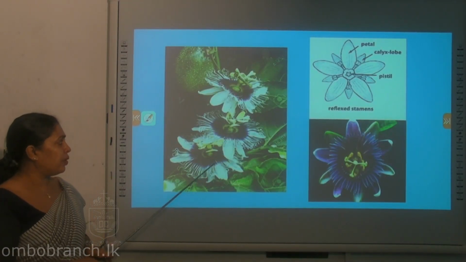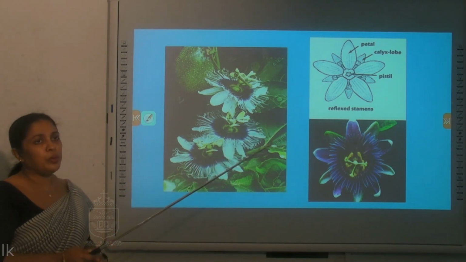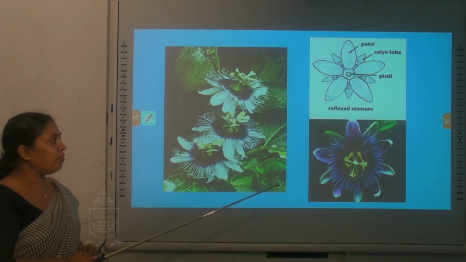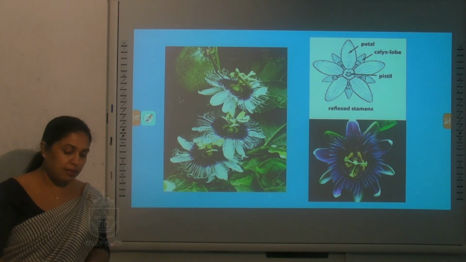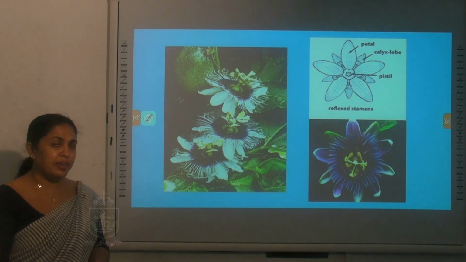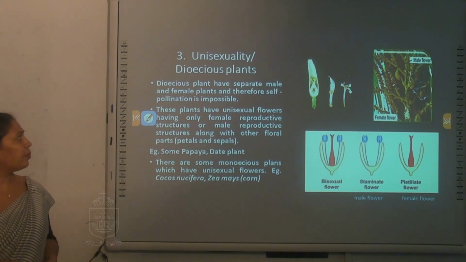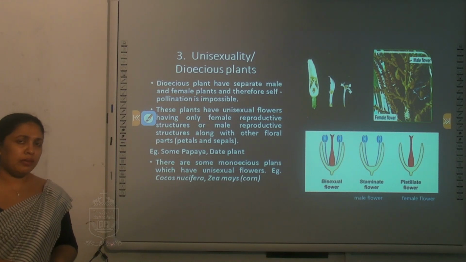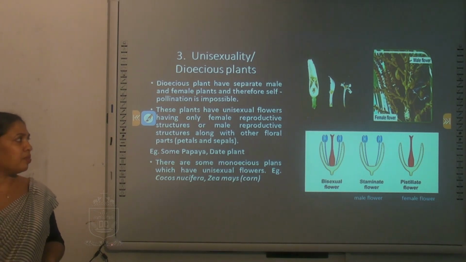This is Passiflora, passion fruit, and it has reflexed stamens to disperse pollen grains to another flower, not to the same flower. This is passion fruit. It has a self-sterility mechanism and also unisexuality. Some plants are dioecious plants. It means female and male plants are there separately. The most common example is papaya.